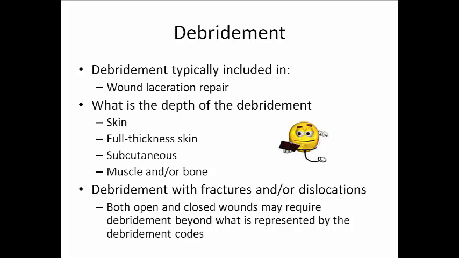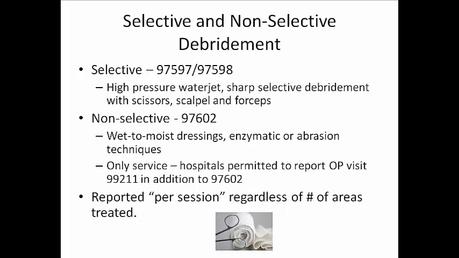Debridement with fractures and or dislocations, both open and closed wounds, may require debridement that is beyond what is represented by the debridement codes, and most debridements are included with fractures, again, unless it's documented extensive. There are separate codes in the medicine chapter of CPT for debridement services performed by non-physician personnel. These codes are considered active wound care management services and are typically performed in wound care centers by physical therapists or other non-physician healthcare providers, although physicians can perform them.